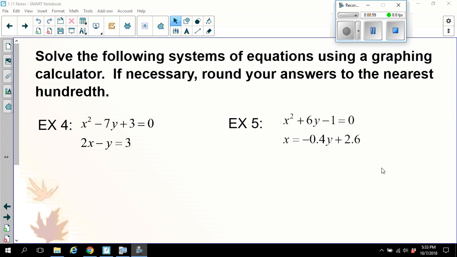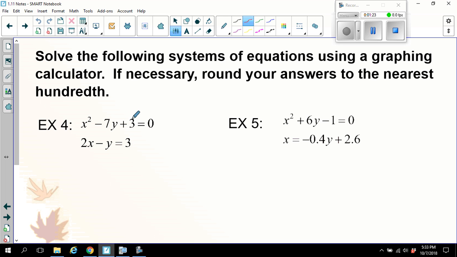Now, in order to put this into our graphing calculator, we have to set each of our equations so that it's y equals. So here, we might have to move some things so we can do that. We're going to try example 4 first, then I'll have you try example 5 on your own. Notice here that both of them are not already solved for y, so we have to do that for both.